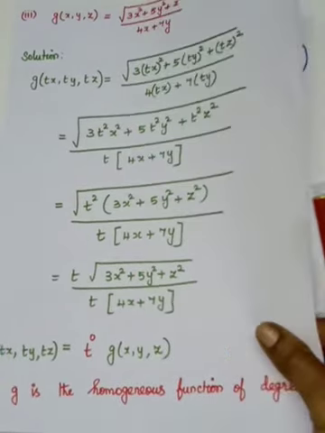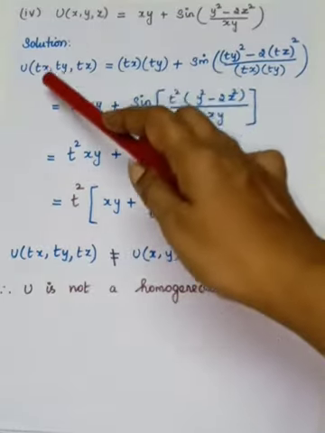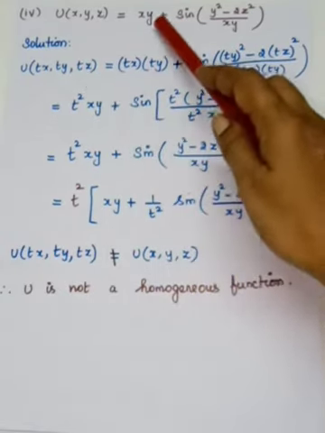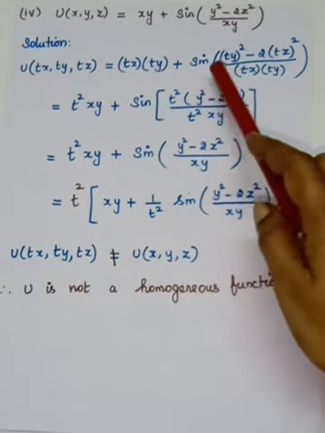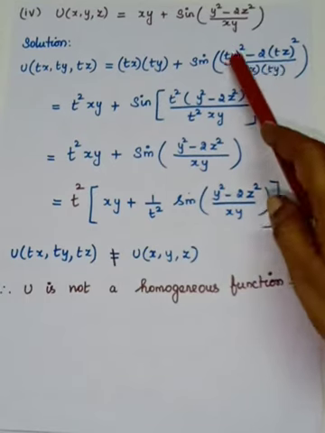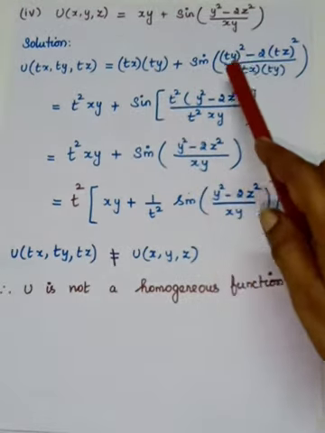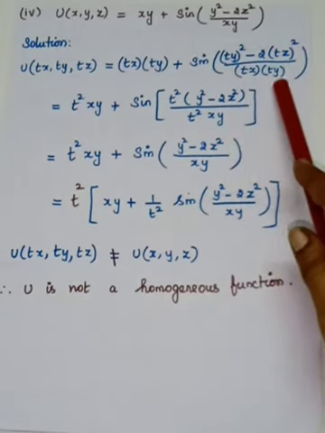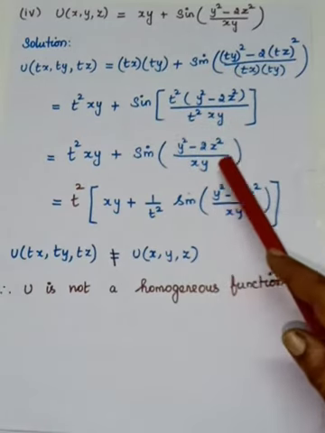Okay, so we come to the fourth subdivision, u of x comma y comma z. You see that x, y, z have to be replaced as tx, ty, tz. So the first term is written and the second term is a trigonometric function, so I have applied inside. So in the numerator, what is common here? T squared is common. So when you take it out, what is remaining? Y squared minus 2z squared. In the denominator, tx into ty means it is t squared xy. T squared gets cancelled, you will get this original function.